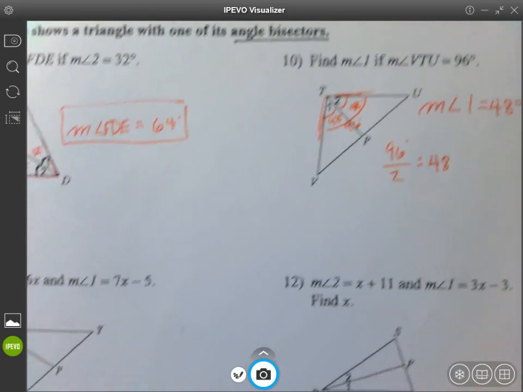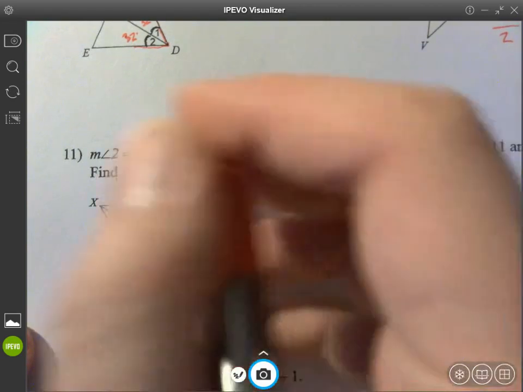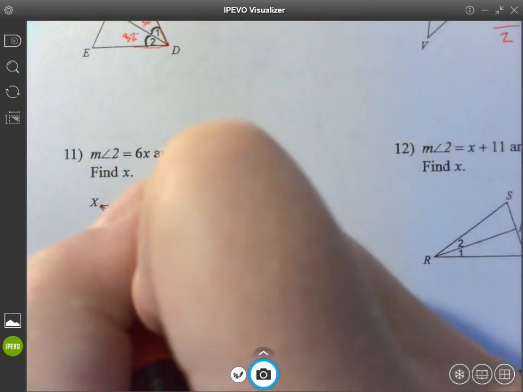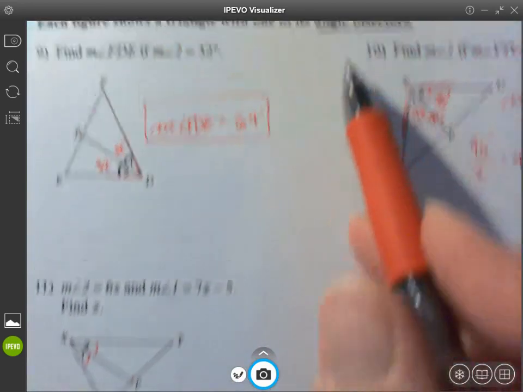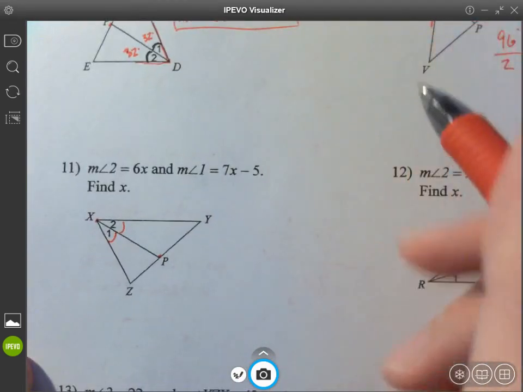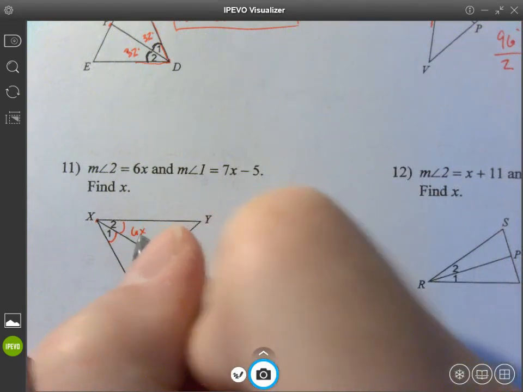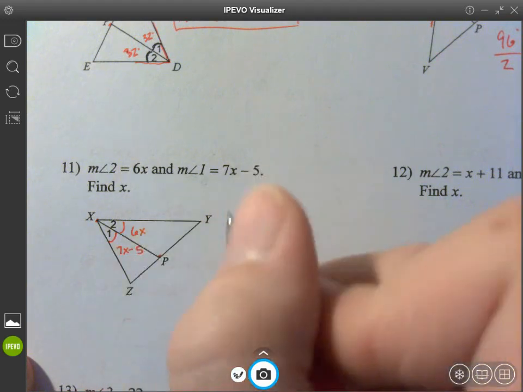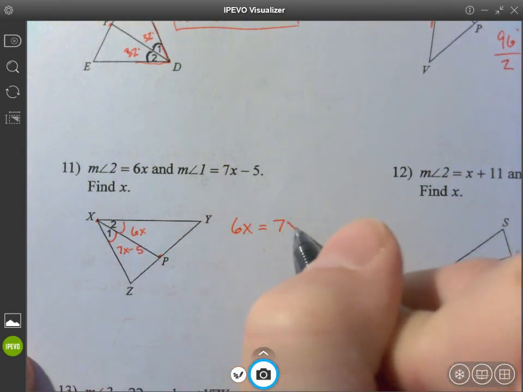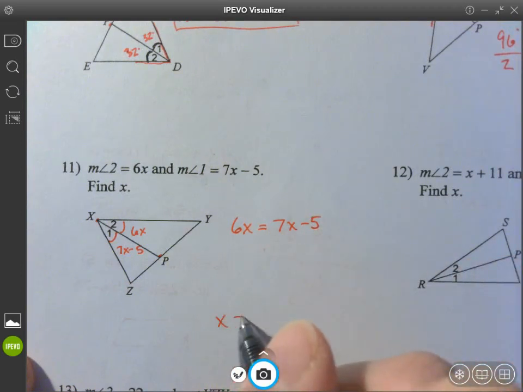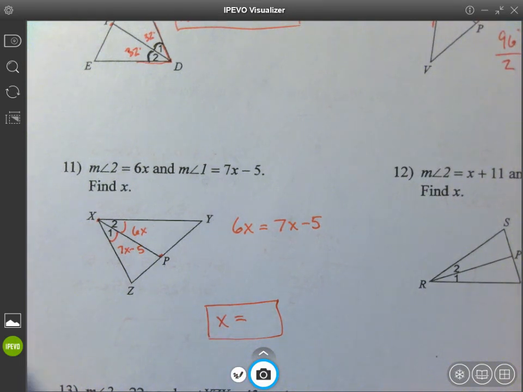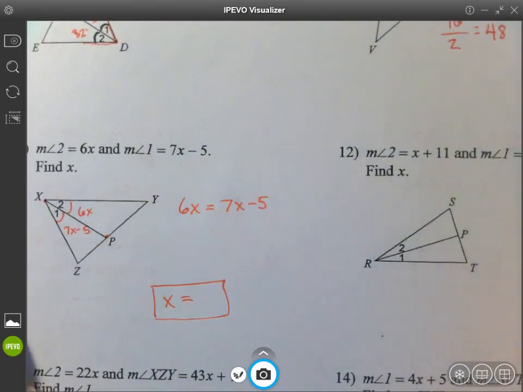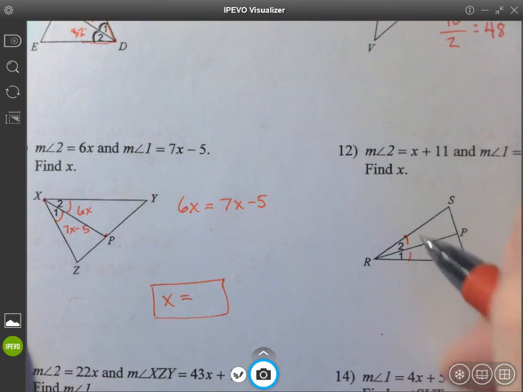All right, go ahead and look at number 11. Again, this is an angle bisector because they told us in the directions we have angle bisectors. Now that I know that, measure of angle 2 is 6x, measure of angle 1 is 7x minus 5. Well, don't we know these angles are equal? So 6x must equal 7x minus 5. And all we have to do is find x. Okay, so number 12 is very much the same. You have congruent angles, so please label them and set them equal.